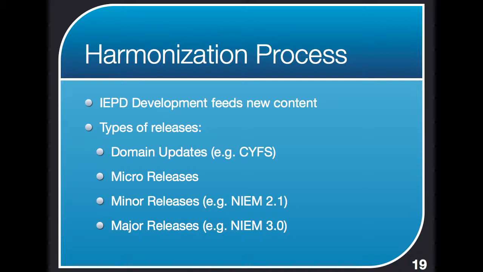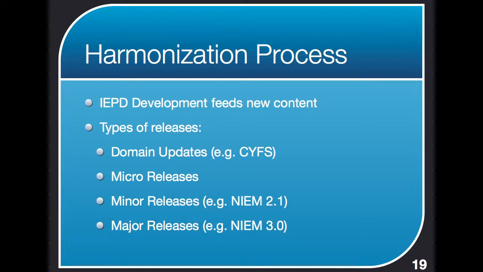Then there are minor releases. An example would be NIEM 2.1, where we make changes to the domain. So new things and new domains, and the domains harmonize, and everybody gets all organized and stuff. And we change the domains, but we don't change NIEM core and we don't change the support layer. Those are called minor releases. So NIEM 2.1 is a good example of a minor release.